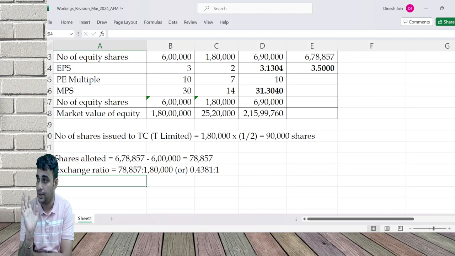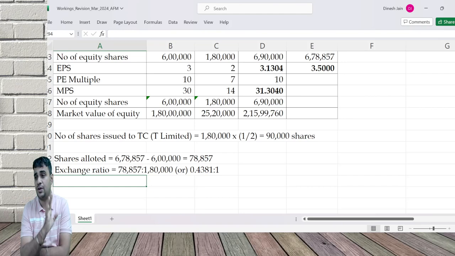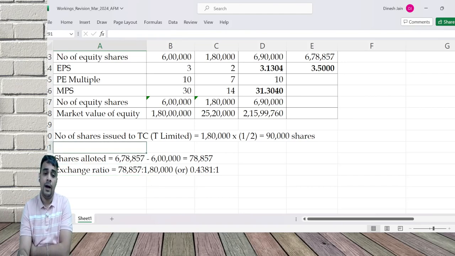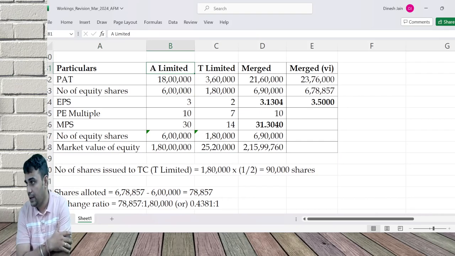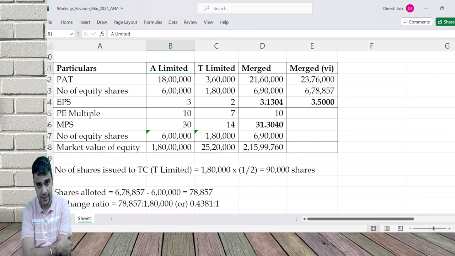Any doubts on this calculation? Very simple format. The only item I'm yet to discuss is equivalent EPS. Now I'll discuss the logic of equivalent EPS first. I am the owner of AC. I had 100 shares in AC. Because of merger, my 100 will remain 100 only.